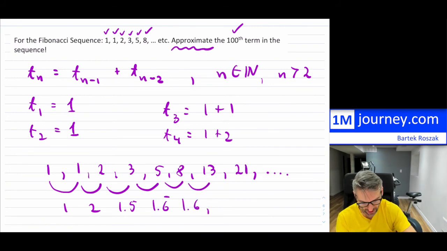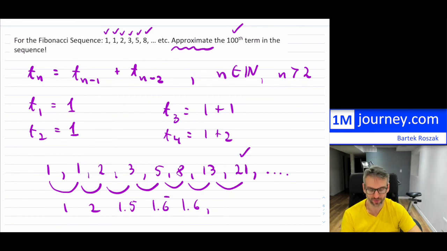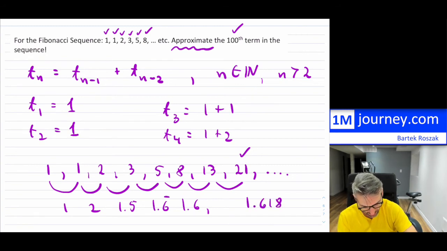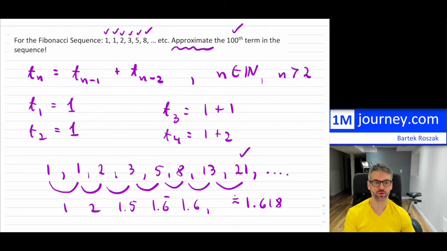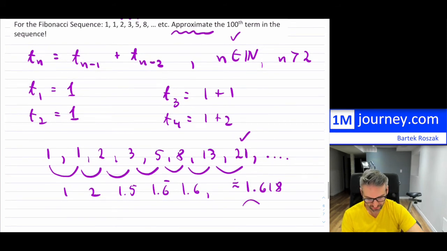And it continues on. Now, after a while, let's say starting from the 21st term onwards, you will find that this ratio starts getting closer and closer to approximately 1.618. It's kind of the golden ratio that you have in these. So typically what your teachers will want you to do is to approximate the 100th term, just use this ratio, because as you continue on, it gets closer and closer to that.